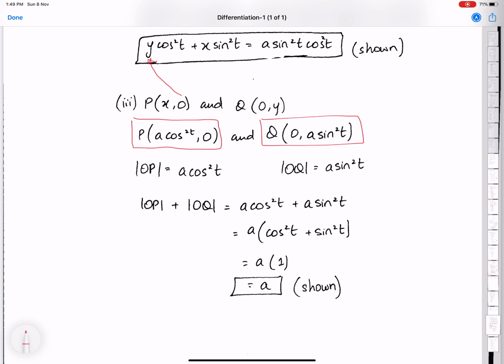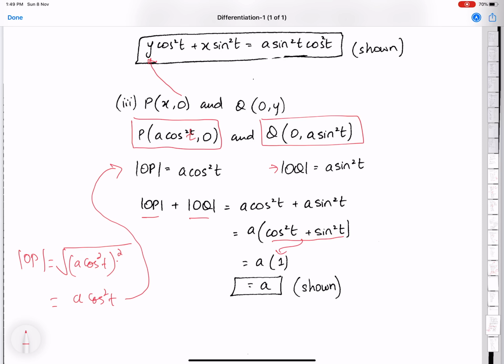Well, OP is a cos square t. You can get the distance OP by using the distance formula. Let me tell you how to get OP. This is basically a magnitude: a cos power 2 t, whole squared. So when you simplify this, you will get a cos square t. This is the way to get OP. Similarly, you can get OQ, and by adding these two distances and using the identity, you can get this a.